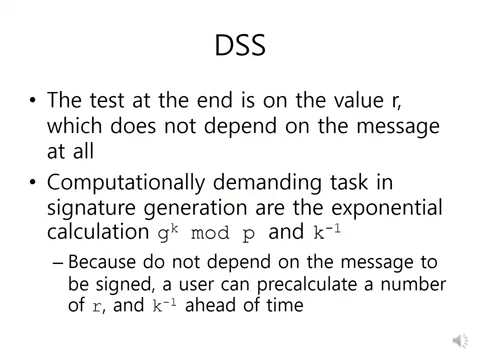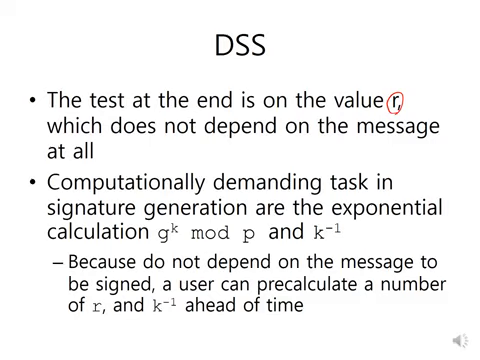In the DSS standard and DSA algorithm, there are some parts which are not dependent on the message itself. For example, the procedure to calculate the R. We do not require any message at all. It means that the calculation is not dependent on the message itself, so we can pre-calculate some information before we get the message itself.